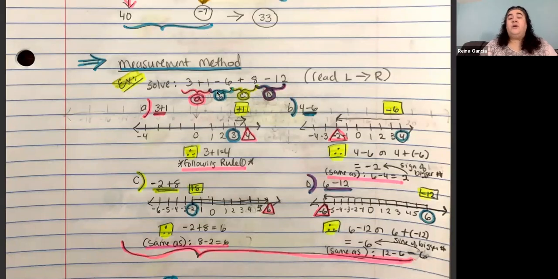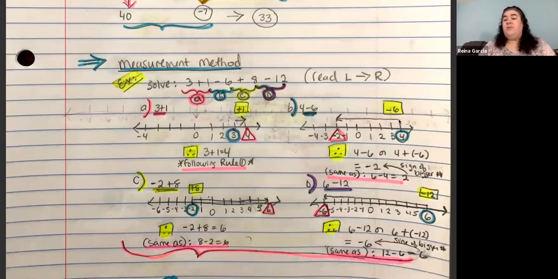Now we're at 4, and we're ready to move on to the next section, which is B. Having left off at 4, now we're moving on to minus 6 right here. 4 minus 6. Using the measurement model, we start at 4. Remember, we always read from left to right. We start at 4. We are going to move in the negative direction, and we're going to move 6 units in the negative direction.